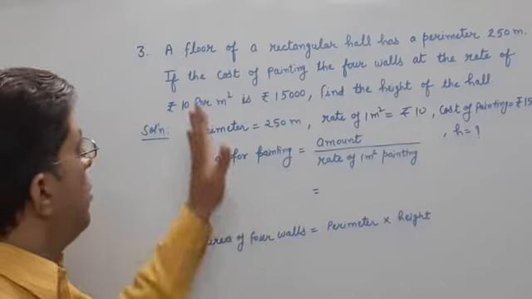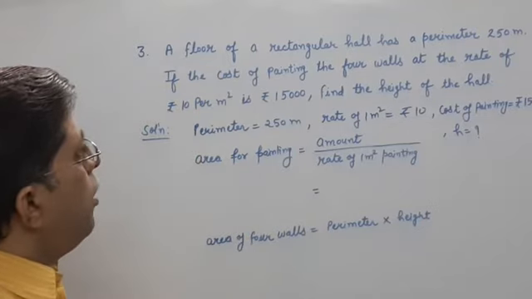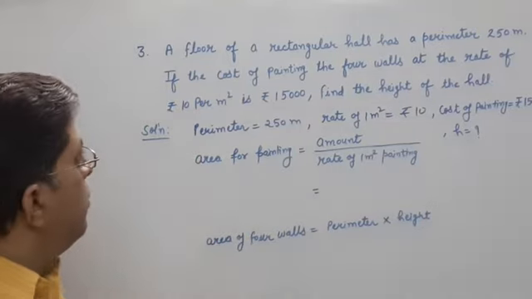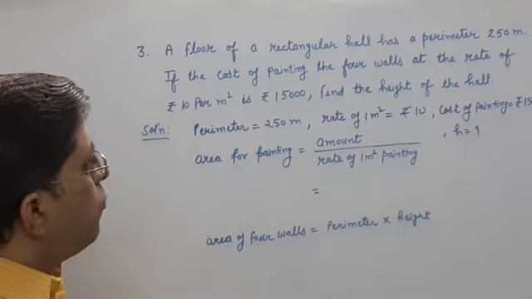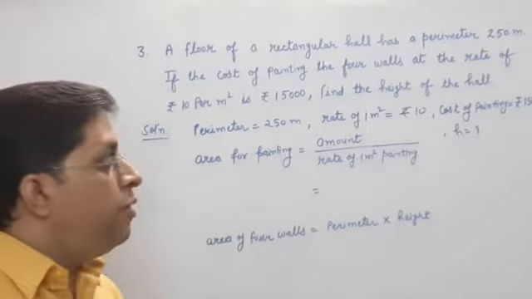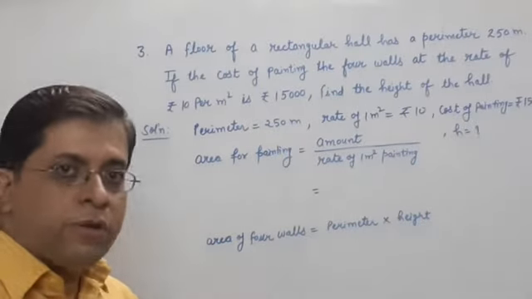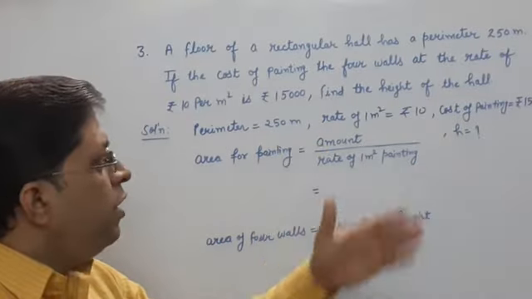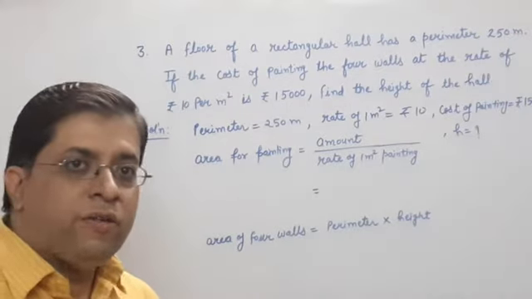Question number 3. A floor of a rectangular hall has a perimeter 250 meter. The cost of painting the four walls at the rate of 10 per meter square is given to you as rupees 15,000. Find the height of the hall. You have to find its height.